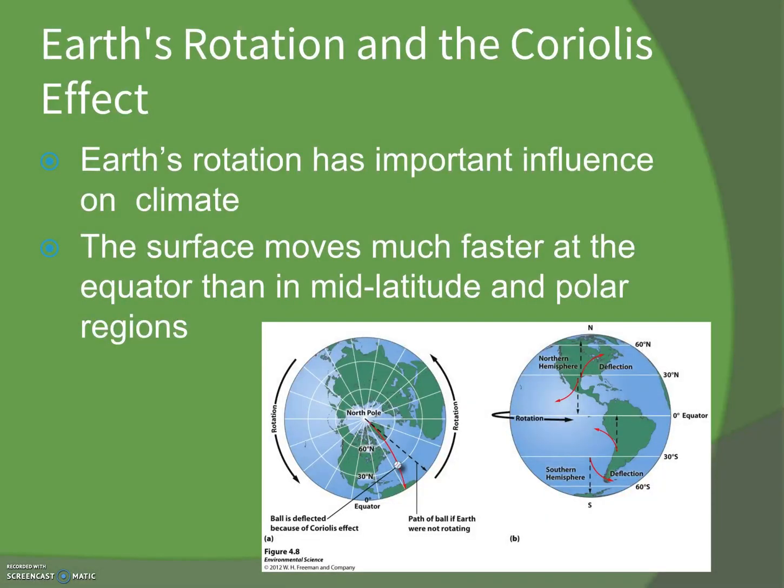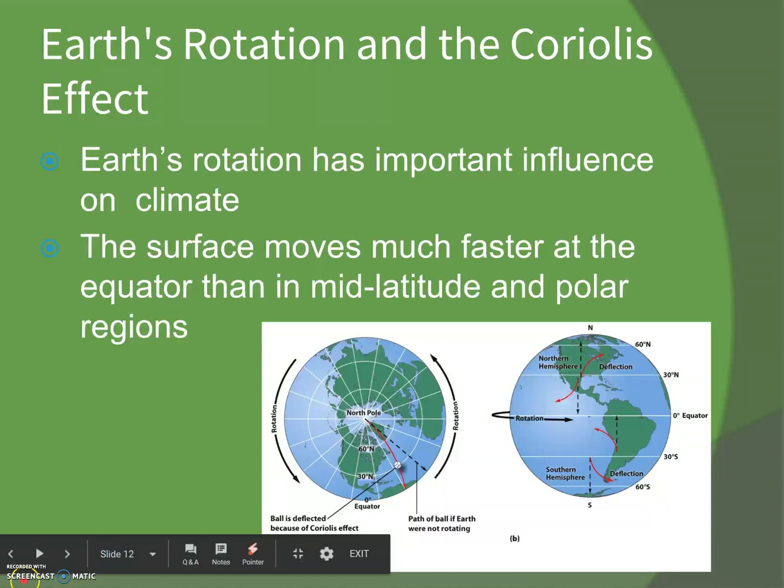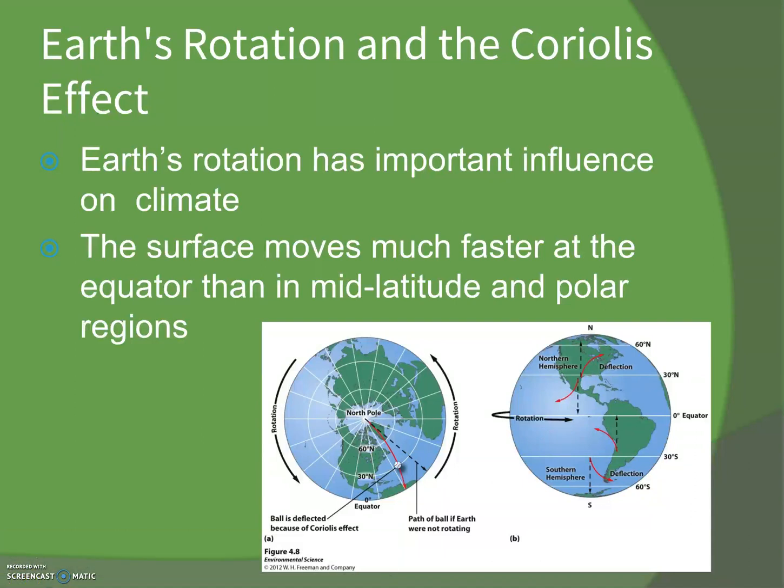And now we're going to take a look at the Coriolis effect. So Earth's rotation has important influence on climate. This is like the video we watched where if you're standing in Texas and you throw a paper airplane, you would think it would head due north, but it's actually going to sort of curve off towards Delaware. There's a couple good videos on the Coriolis effect, if you missed them in class, linked on my website, so you can take a look at them.